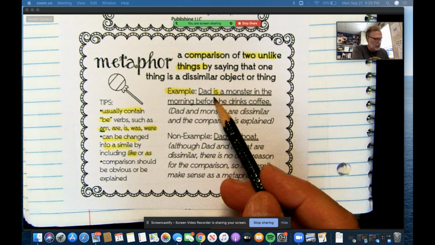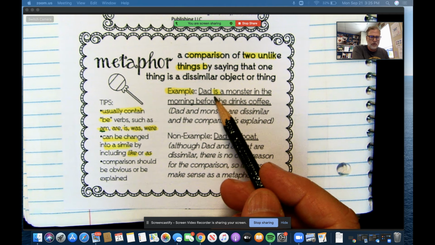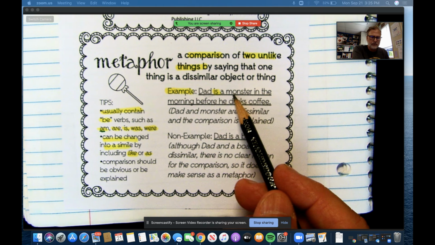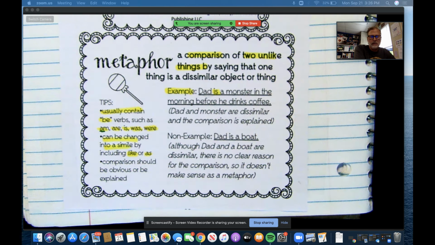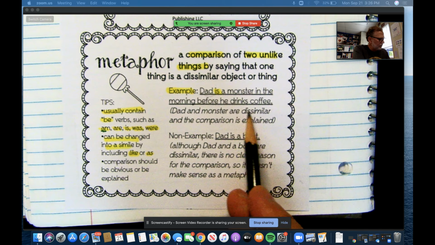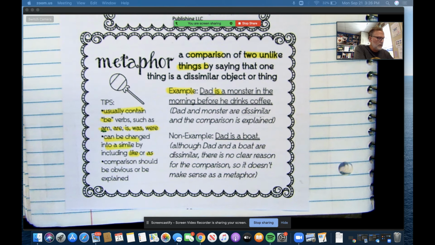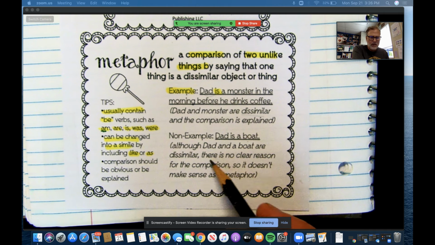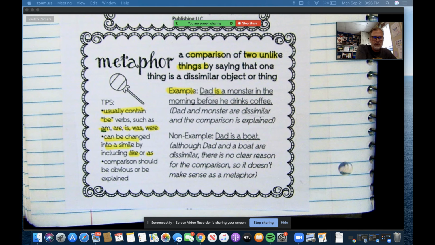You see, Dad is a monster in the morning before he drinks his coffee. So it's comparing Dad to being a monster. And because they're unlike each other, another word for that is dissimilar. Okay? And then down here, this is a non-example. Dad is a boat. Although dad and boat are dissimilar, there's just no real reason to compare dad to boat. Sometimes the metaphors don't work.